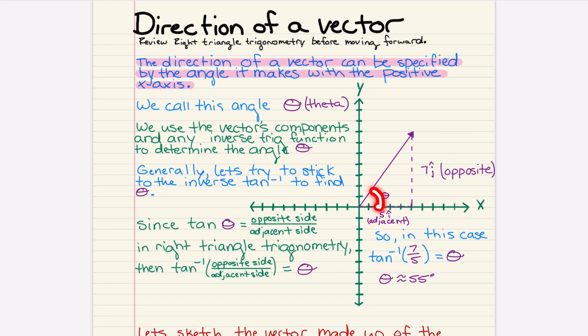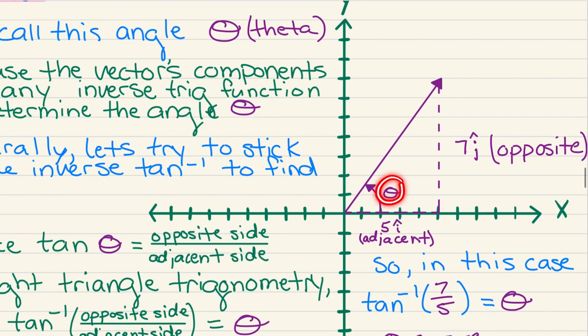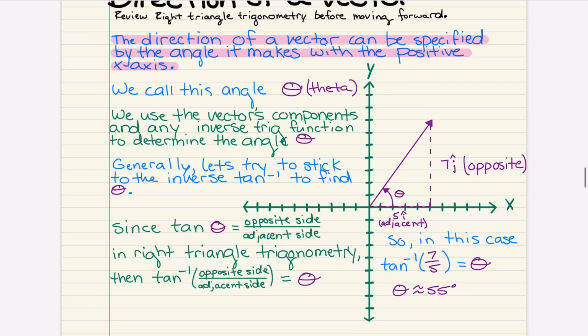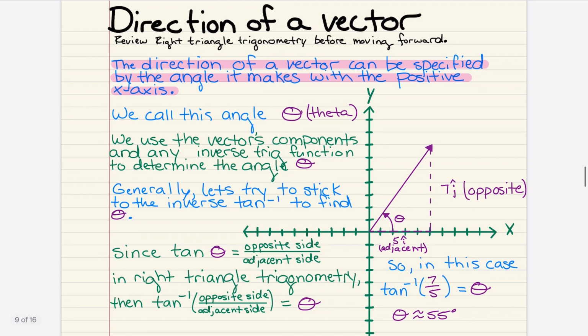So we're always going to start at the positive x-axis and we're going to make a little angle until we touch our vector. So that means that here, this angle theta is our direction, and that's how we have defined the direction of the vector. We call this angle theta. We use the vector's components and any inverse trig function that we need. Usually we just stick to tan inverse to find angle theta.